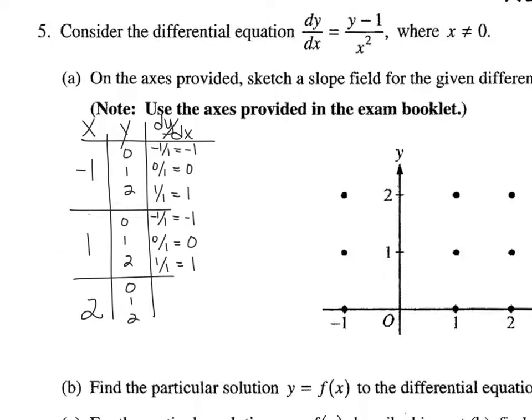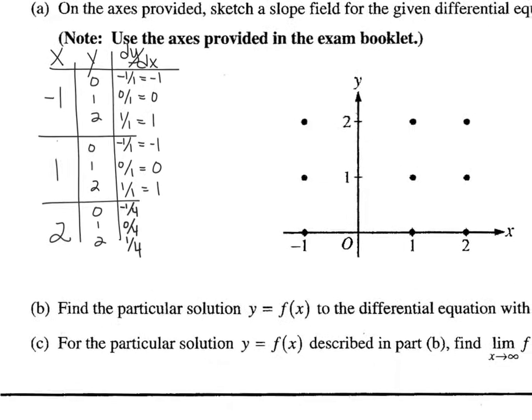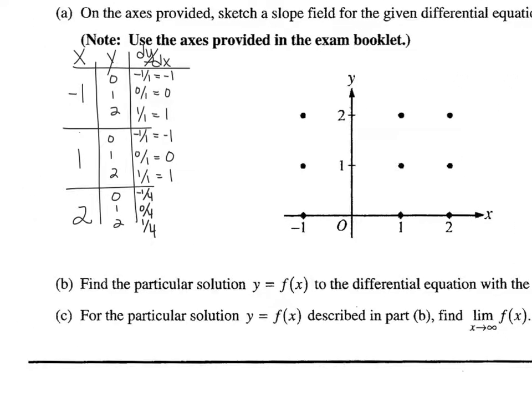And then finally, when x is 2, we're going to have a 4 on the bottom. So 0 minus 1 is negative 1 over 4. 1 minus 1 is 0 over 4. And 2 minus 1 is 1 over 4. So now we have our slopes, and we're supposed to sketch them on these 9 points.